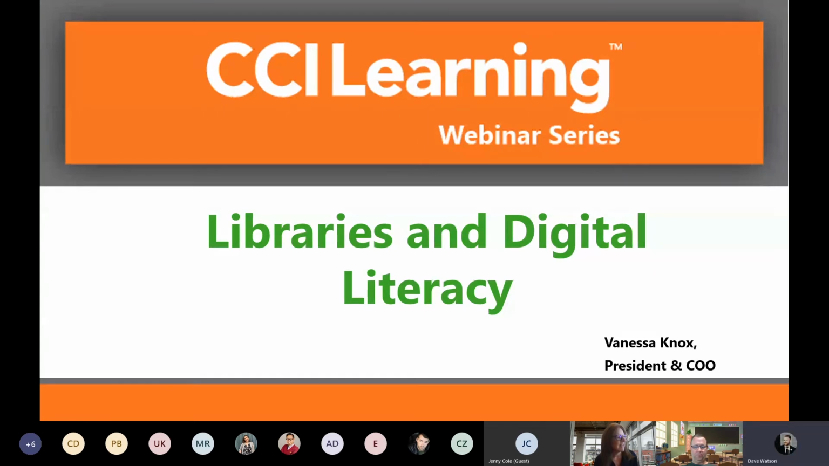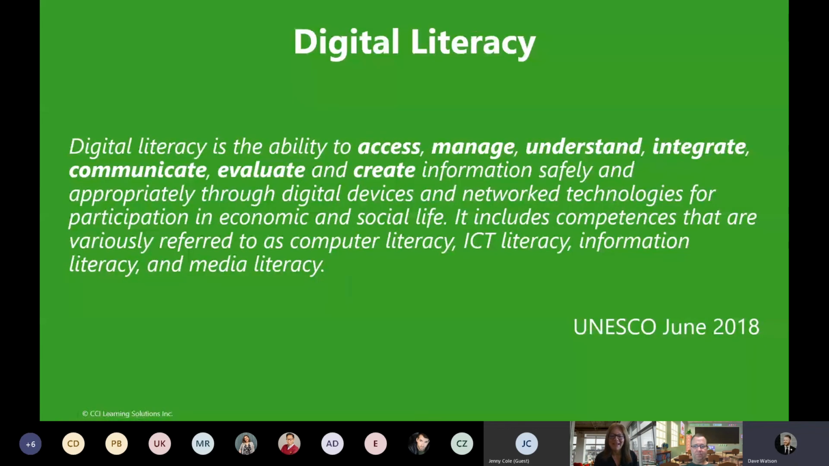Dave, if you want to go to the next slide, that shows the text-heavy definition of digital literacy that was provided by UNESCO. There's multiple ways to define digital literacy, and I've highlighted here the key features. So access, manage, understand information, integrate information, communicate information, evaluate information, and create information safely.